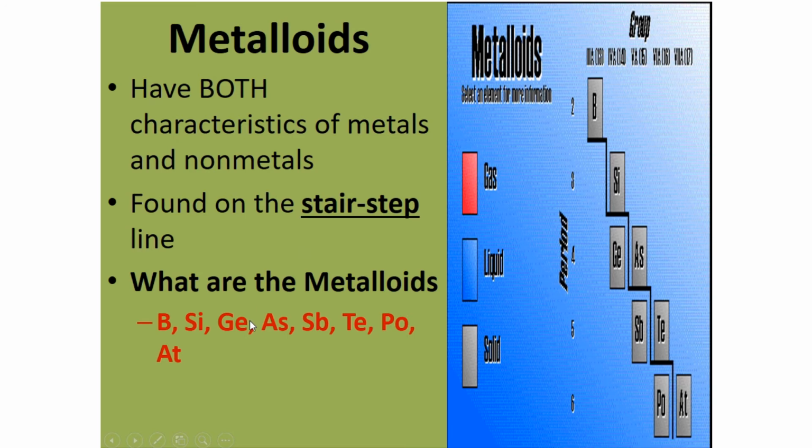Now, the metalloids are boron, silicon, germanium, arsenic, antimony, tellurium, polonium, and astatine. These are the 8 metalloid elements in the periodic table.